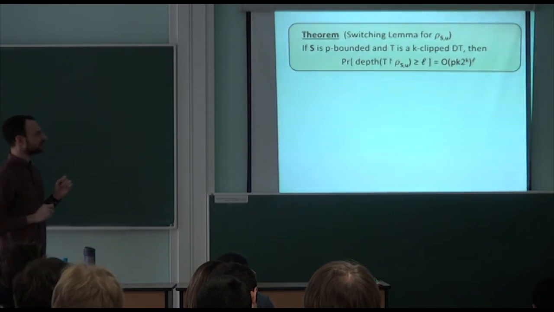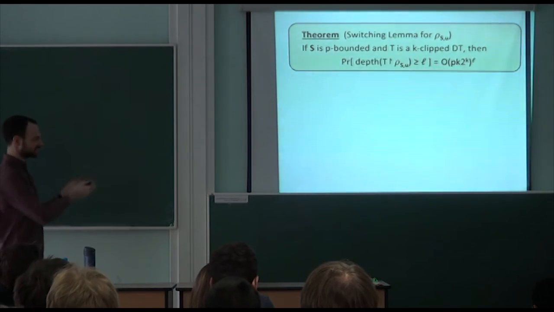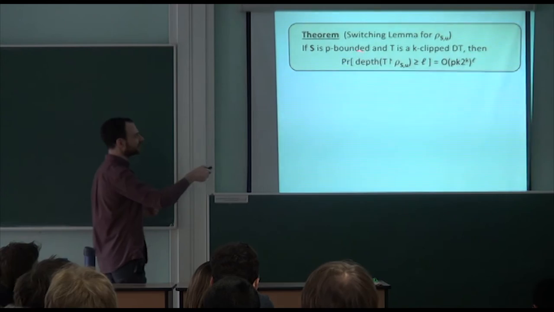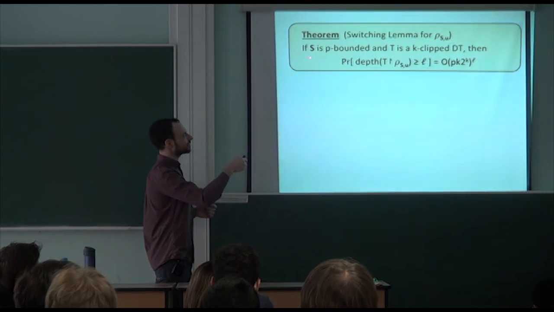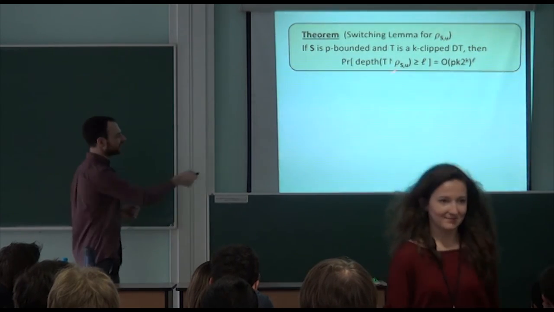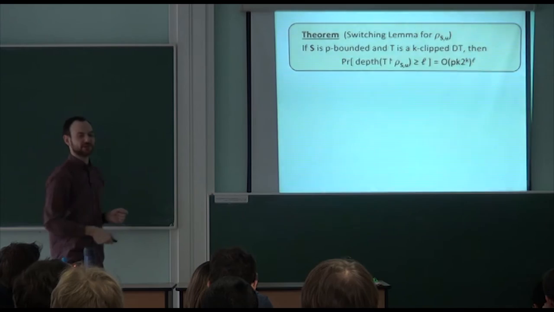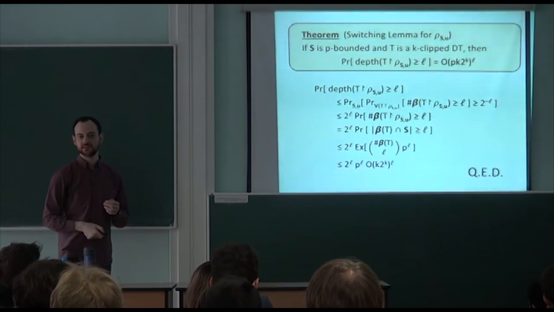Now here's the third of our switching lemmas, which is again a direct generalization. We can state a switching lemma for k-clip decision trees with respect to any p-bounded distribution of stars. This is exactly the same bound that we had before, and it's exactly the same proof that we had before.